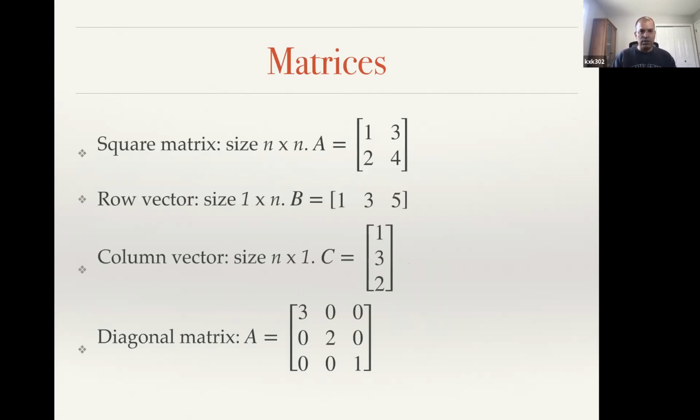The square matrices have the same number of rows as columns. This is a 2 by 2 square matrix. Row vector, there's only 1 row, multiple columns. Column vector, 1 column, multiple rows. And the standard way to represent a vector is a column vector. Diagonal matrices have only elements on the diagonal, everything else is 0.